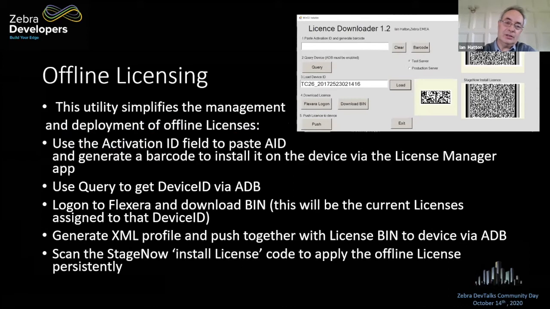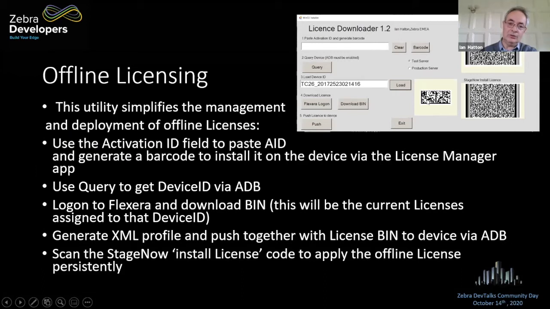So the license utility, licenser.exe, is just a utility to simplify management and deployment of offline licenses. You can use the activation ID field to paste the activation ID and generate a barcode, which is in this case a data matrix code, which you can use to easily scan that activation code into the license manager app on the device. Rather than having to key it, in which case you may get a transcription error, it's much easier to scan that activation ID, and that's just a helper to do that.